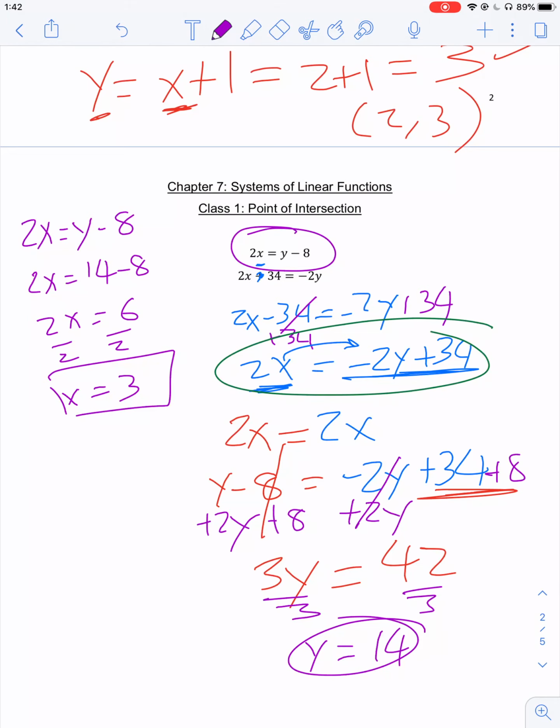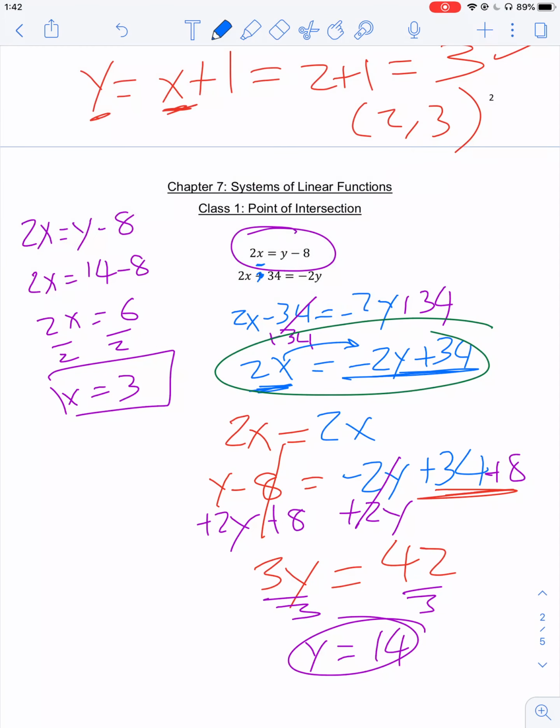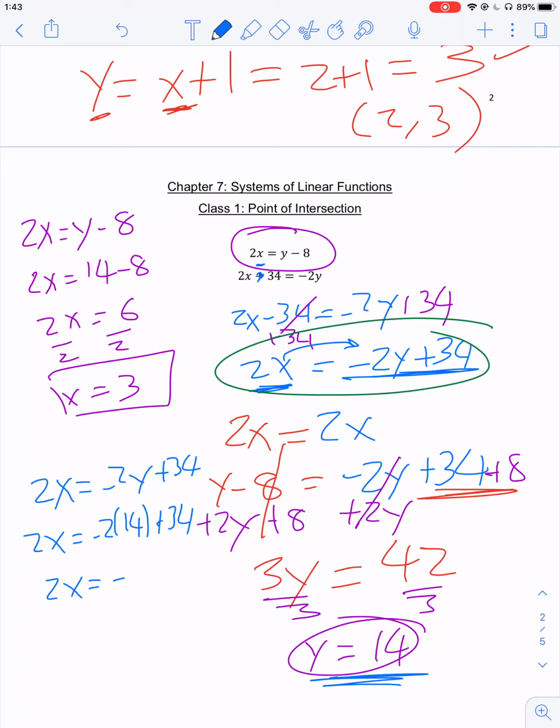Now, let's use the blue equation just to see that we're getting the same thing. In the blue equation, I have 2x equal to minus 2y plus 34. Again, you have to replace your y value by 14. So 2x is equal to minus 2 times 14 plus 34. So 2x is equal to minus 28 plus 34.